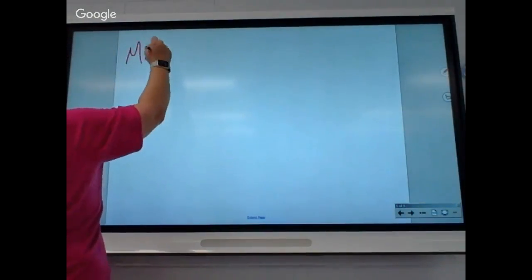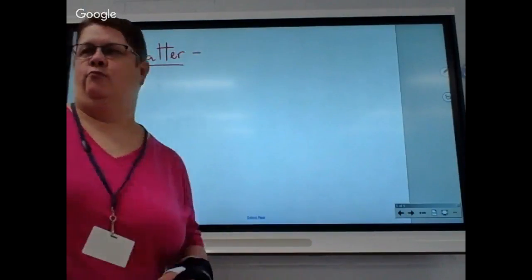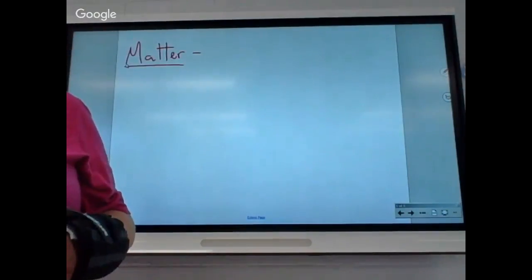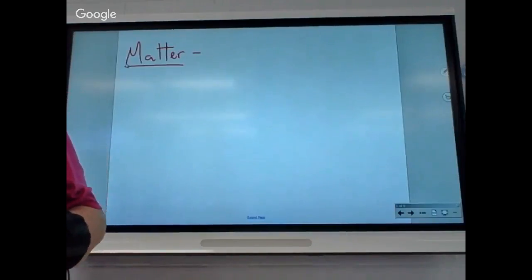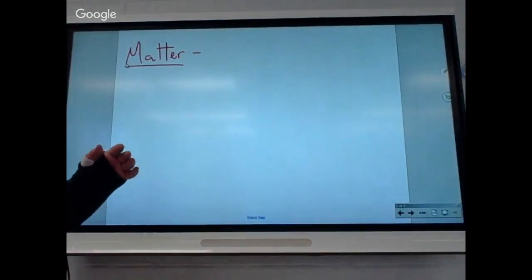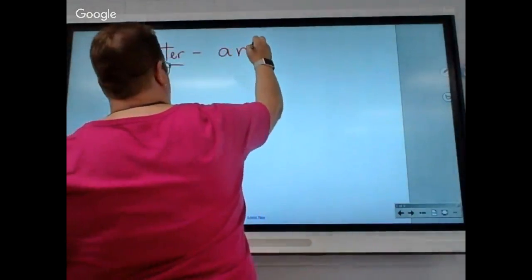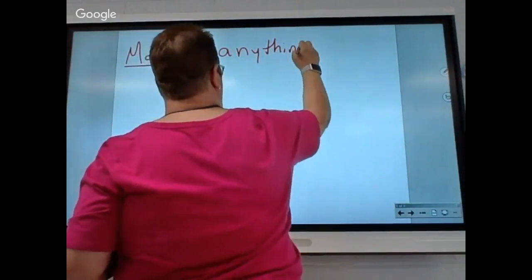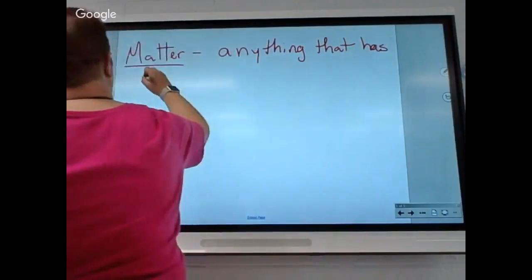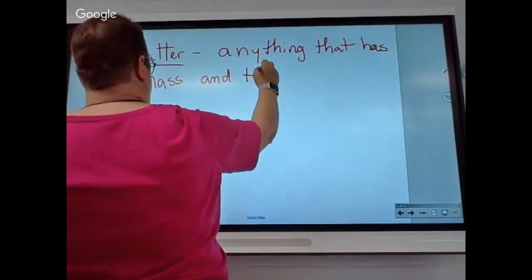All right? Now, tell me what matter is. All right, it's got to take up space. Needs one more part. Has to have mass. Okay. Taking up space and having mass, taking up space and having volume are the same thing. So, matter is anything that has mass and takes up space.